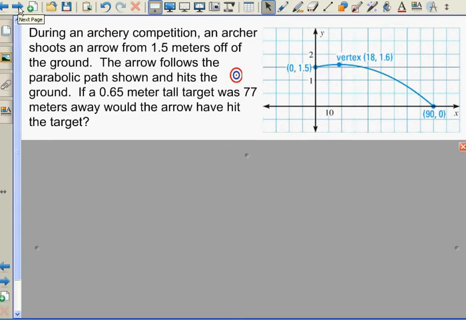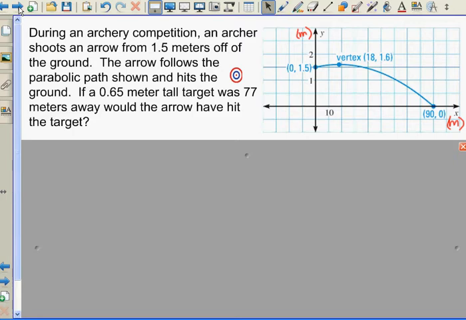So this problem is about an archer who shoots an arrow, and it says that the arrow follows the parabolic path shown and hits the ground, and it hits the ground over at 90 feet. Oh, not 90 feet, 90 meters. I'm going to put that on there so I don't forget that this is meters and this is also in meters. All right, so if the arrow just went on, it would land 90 meters away.